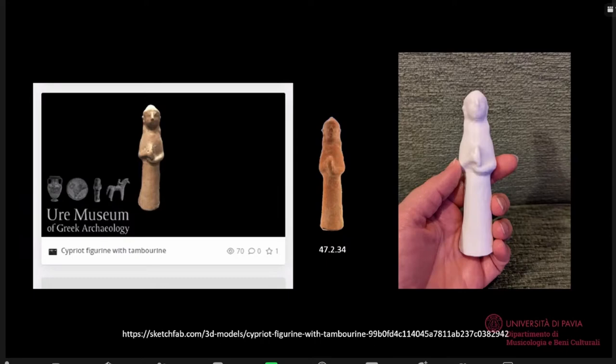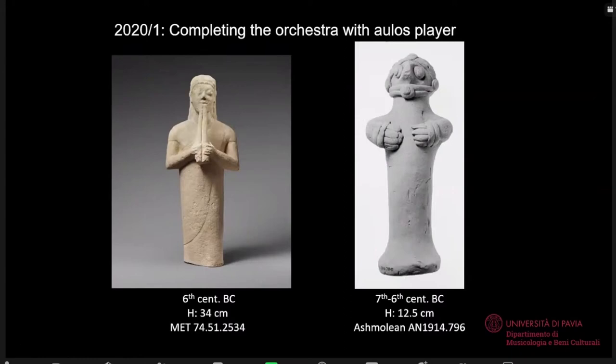But we wanted to complete our orchestra with an aulos player. And again, we didn't have an aulos player, and we know the aulos player is the least common musician prototype in archaic Cyprus. I think the record says that we have around 115 tambourine players, 89 lyre players, and I think it's around 20 aulos players. And I don't know if it's because representations of aulos are much more fragile than tambourines or lyres. So we went for it.